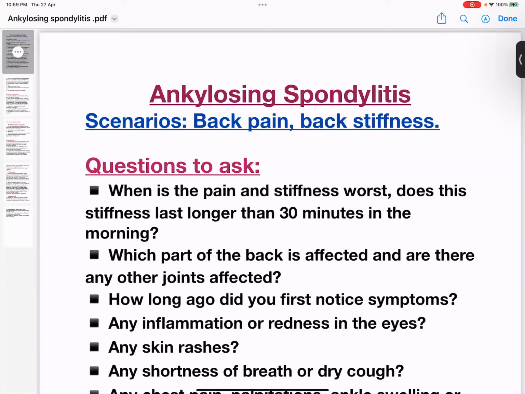Ankylosing spondylitis is a spot diagnosis. You see the hyperkyphosis, and the patient is not able to move the neck. Ankylosing means fusion between the vertebrae. Spondylitis is an inflammatory process. It's like rheumatoid arthritis, but it's in the spine, in the vertebrae of the backbone. So the scenario may present with back pain or back stiffness.